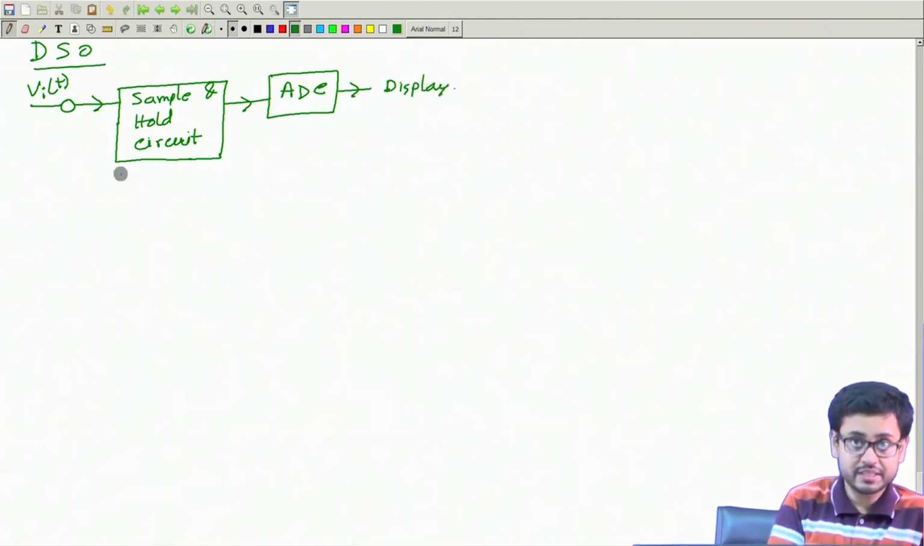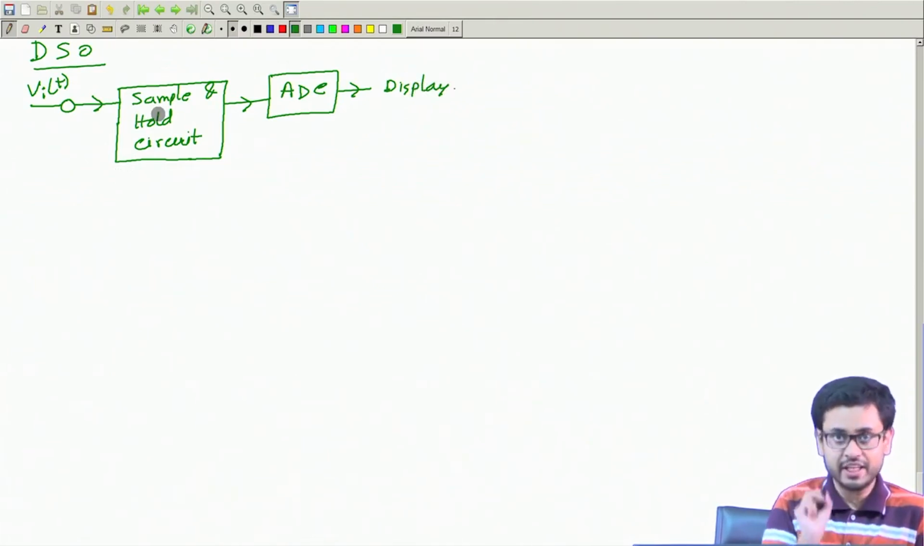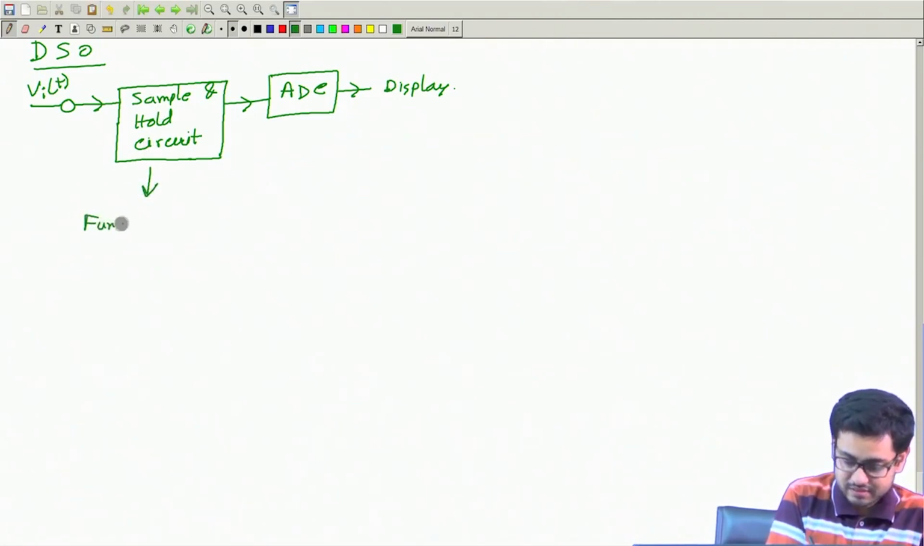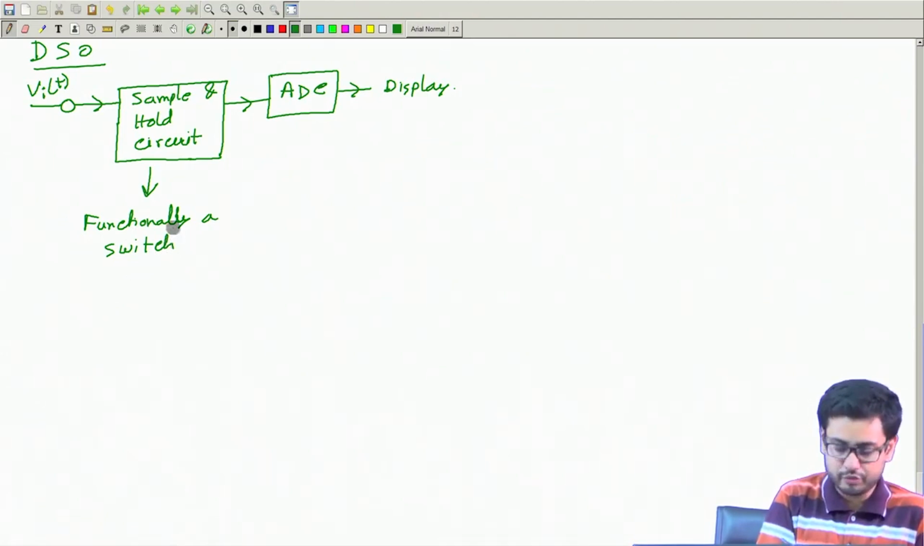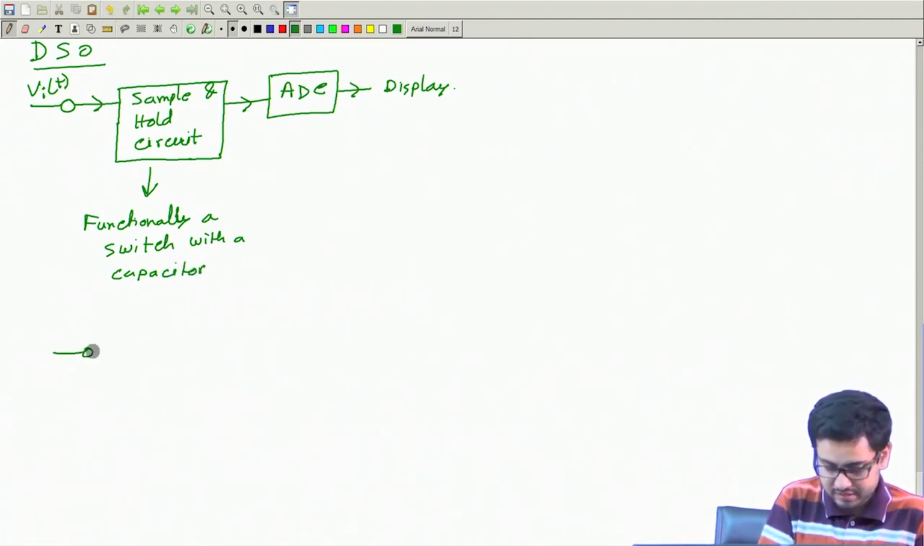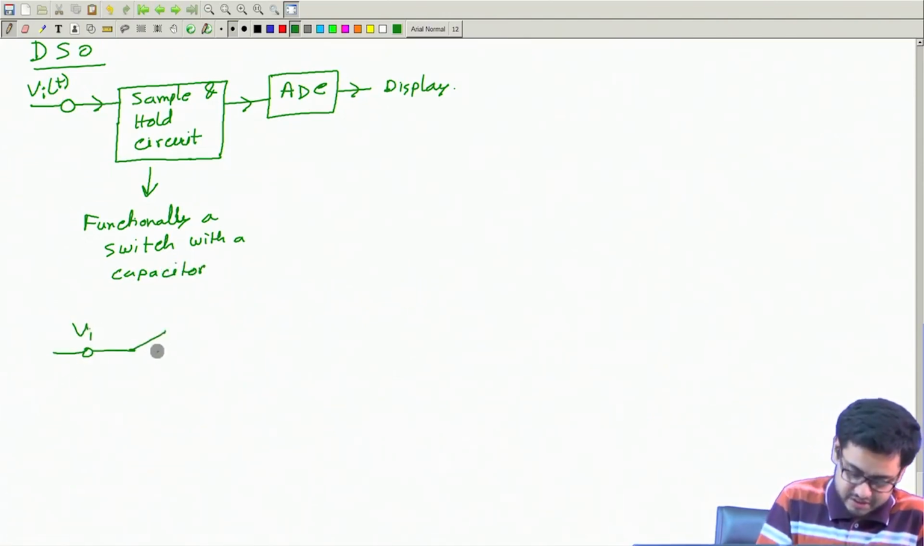What is a sample and hold circuit? Functionally speaking, it is just like a switch, maybe with a capacitor. So it's like this: a switch with a capacitor. So this is Vi. After this, we will have a switch, and here we will have a capacitor C.